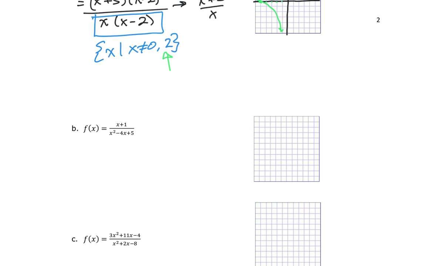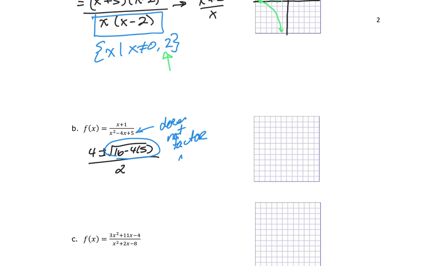So I end up with 4 plus or minus the square root of b squared, which is 16, minus 4 multiplied by 5. I'm going to stop at that point, because I know that this is the discriminant, and that happens to be less than 0, so that tells me that this does not factor over the real numbers. So what that tells me is that my domain has no restrictions.